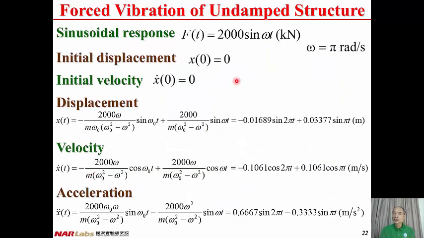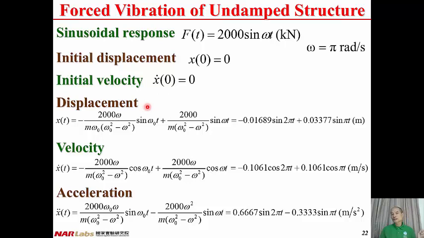And then we move to sinusoidal response. And the sinusoidal force is no longer unit sinusoidal force. It has been amplified 2,000 times. Therefore, the external force F(t) equal to 2,000 sine omega t. And the unit is kilonewton. And we have two initial conditions. x of 0 equal to 0, x dot of 0 equal to 0.